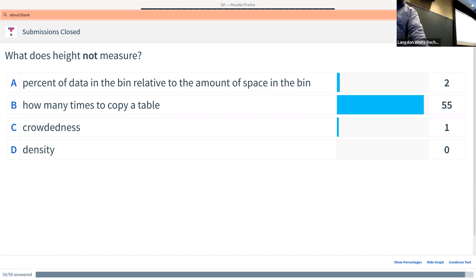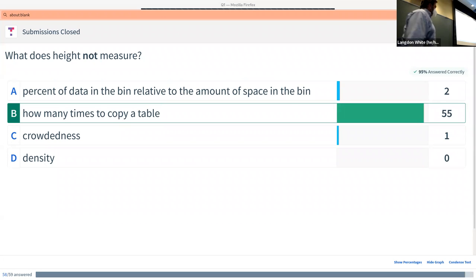So it looks like B was a very popular answer, and B is also the correct answer. Crowdedness is a colloquialism for density. Does anybody know what a colloquialism is? What I love to do is define a word using an even bigger, less commonly used word. Colloquial is like slang. So crowdedness is quasi a real word, but it gets the idea: how big is the crowd? And then density is kind of the right answer in a sense, and A is the wordy version of the same thing.